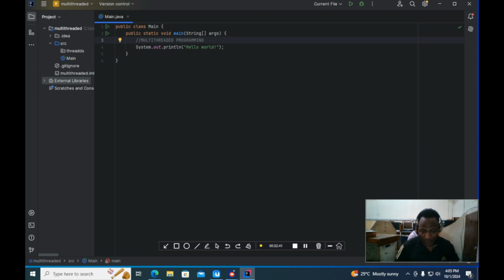The first one is process-based multitasking. The other one is thread-based multitasking. It is very important for us to get the difference between process-based and thread-based. Process-based multitasking means having two or more programs running concurrently. In other words, a process is a program in execution, so this feature allows your computer to run two or more programs concurrently.